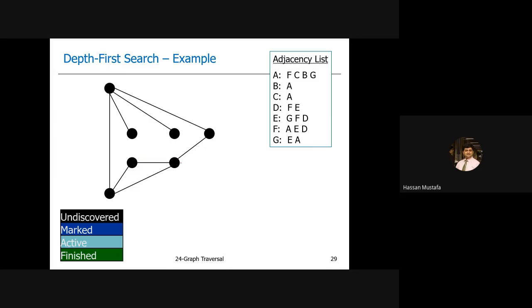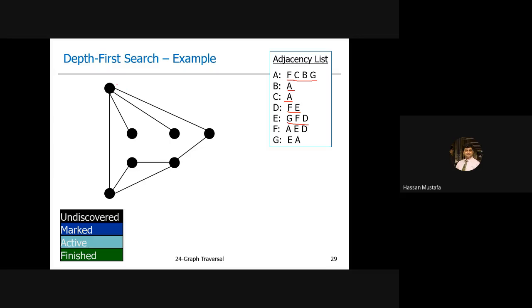So let's run this algorithm on this specific graph. Maybe this is the adjacency list. It shows that it has A, B, C, D, E, F, G. It has these seven vertices. This is the set of vertices, and A has these four neighbors, B has one neighbor, C has one neighbor, D has two neighbors, and so on. So this is the adjacency list. This is a list, the way we stored this graph in the computer.